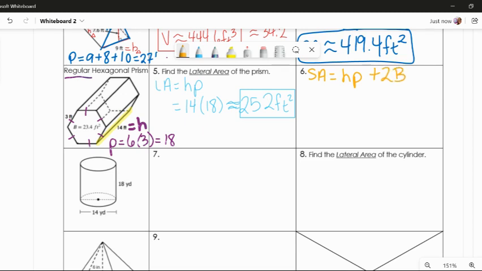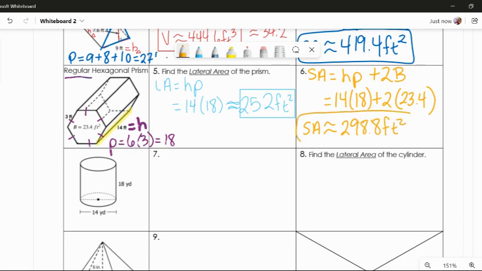Some of you are going to just take that lateral area, the 252 that we just found, and add 2 times the area of the base, and that's fine. But I'm going to go ahead and just show plugging into the formula again. So the height is 14. The perimeter of the base is 18 plus 2 times the area of the base they actually gave to us. It's 23.4. So it's always nice when they give that to us. So then I'll just put that in my calculator, and I get that the surface area is approximately 298.8 square feet. Okay, so area is square feet.